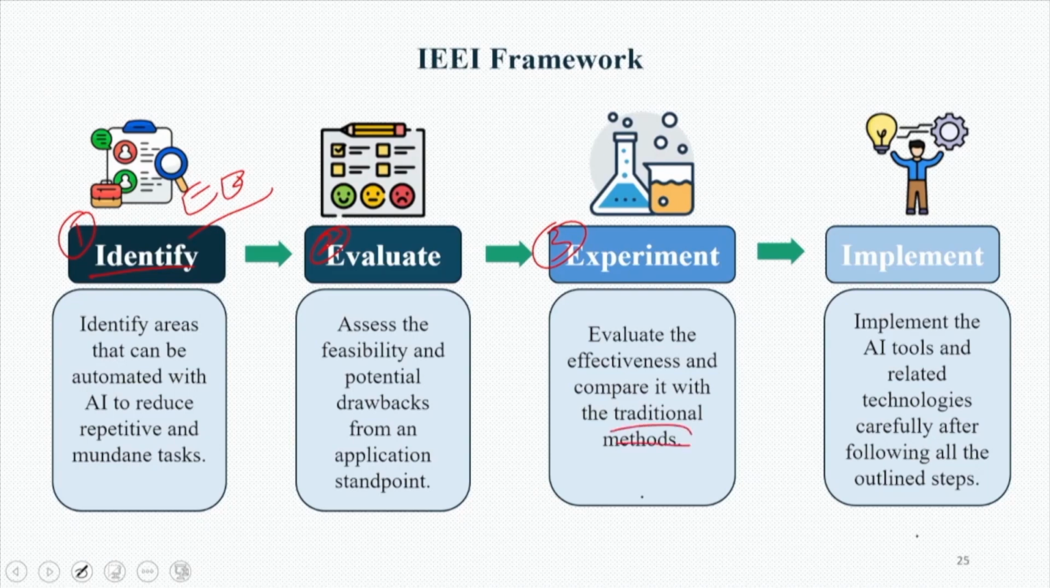Then you have the final aspect, which is implement, the most critical one. AI tools and related technologies must be carefully implemented after following all the outlined steps. Organizations will then view AI as a key driver for promoting effective organizational change and improving workplace culture, beyond the actual environment and into a very hybrid environment, as is the case in today's world.